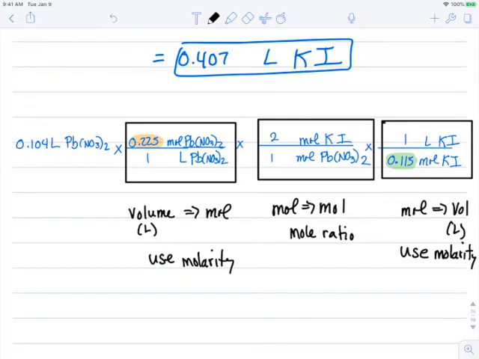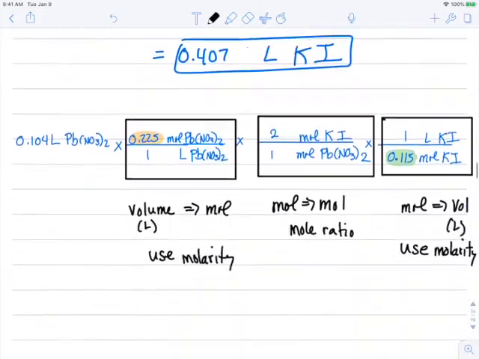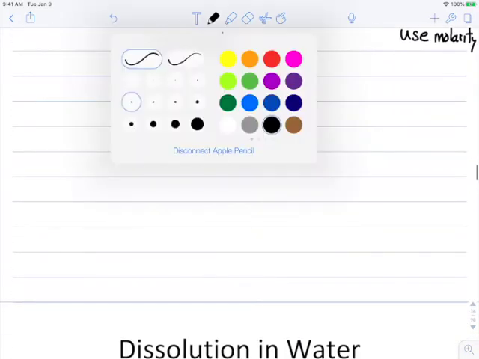All right, so questions on anything here? Questions about anything that we talked about today? I have a question. If we were looking for the molarity, not the volume. Okay, good question. So let's do something like that.